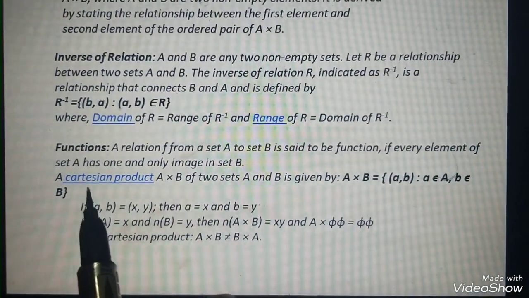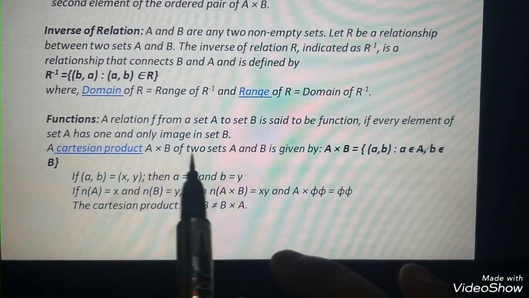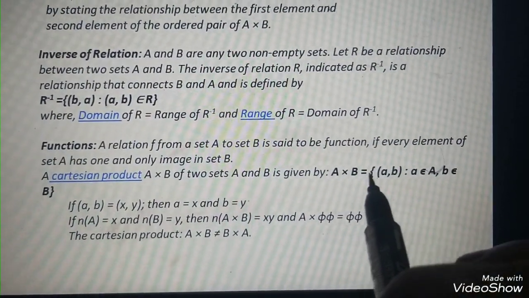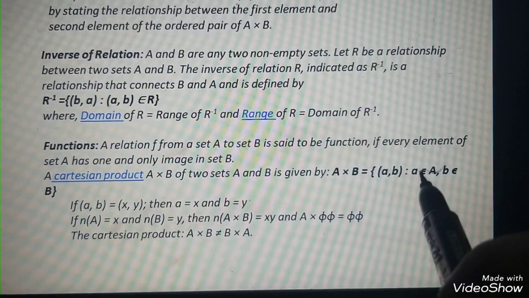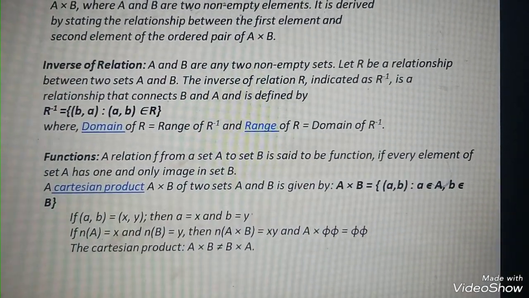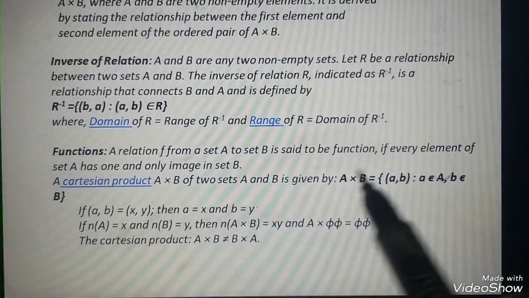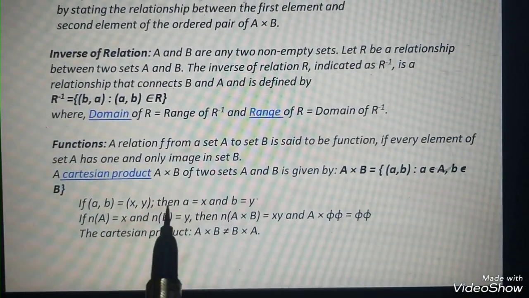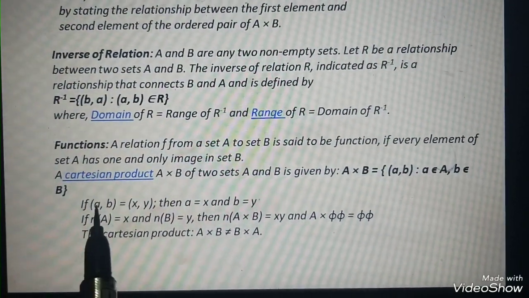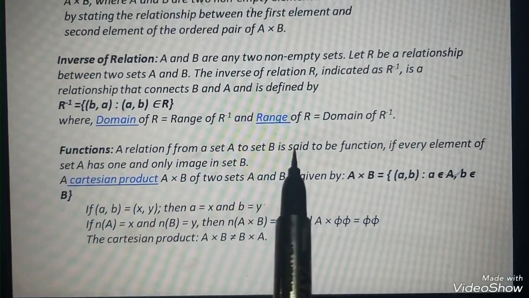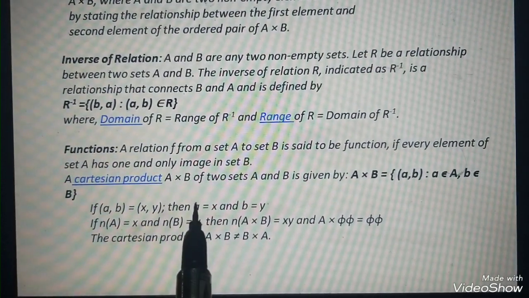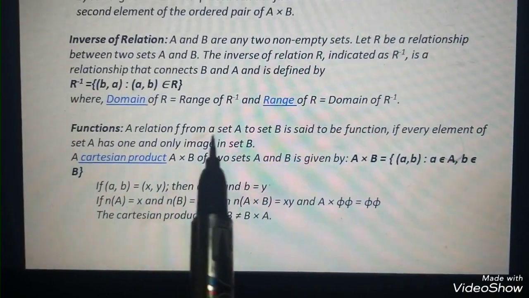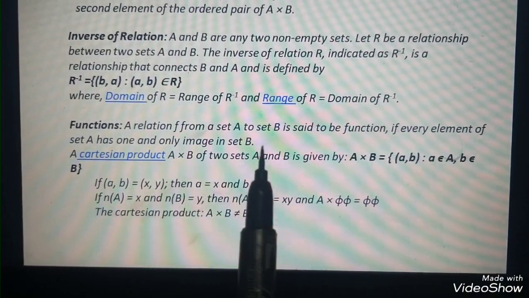That is, the Cartesian product A cross B of two sets A and B is given by A cross B is equal to (a, b) where a belongs to A, b belongs to B. Okay, now if (a, b) is equal to (x, y), then a equals x and b equals y, because every element has only one image, that is a to x and b to y. So every element has one and only one image in set B.